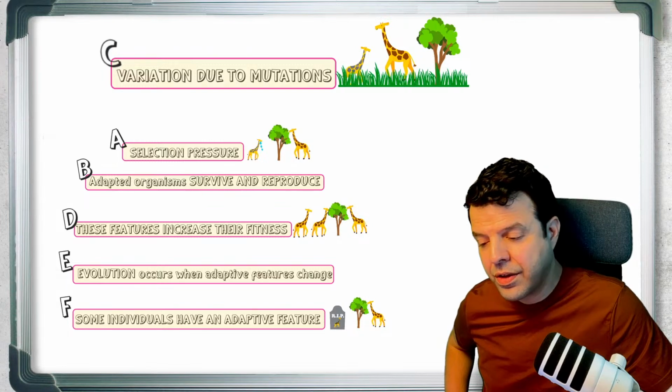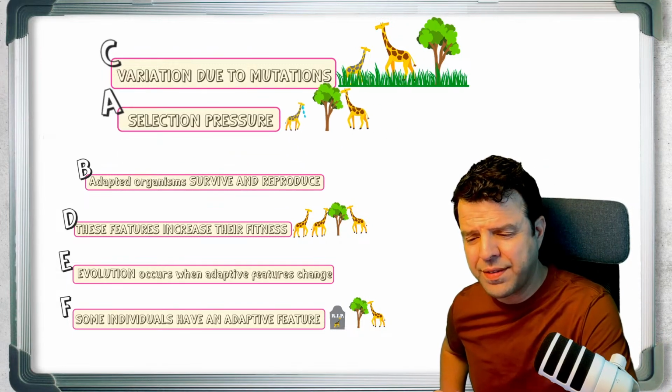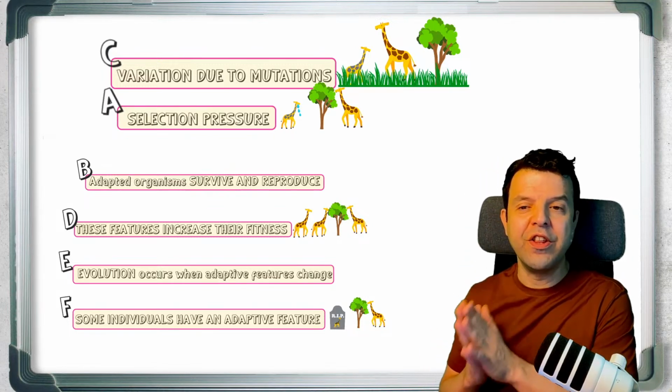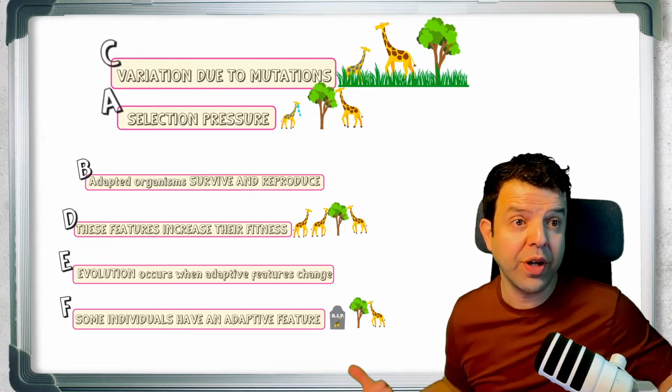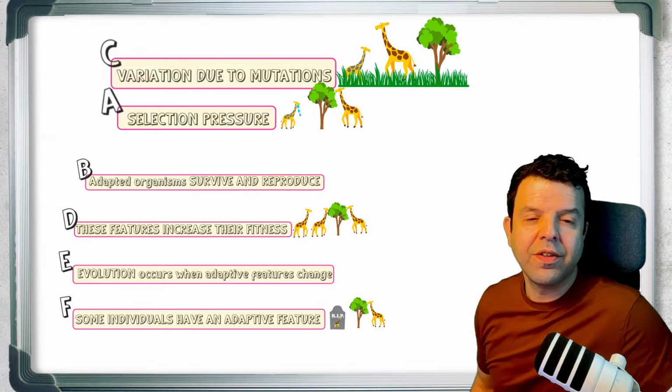Selection pressure. So selection pressure. What does selection pressure mean? The environment picks the individuals that are better adapted. What is the next event?